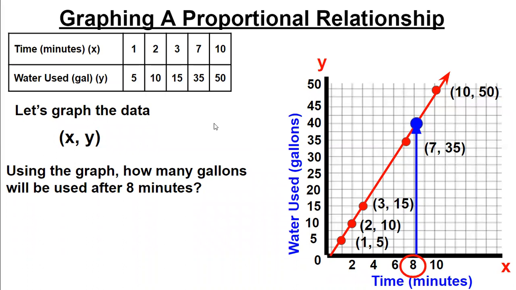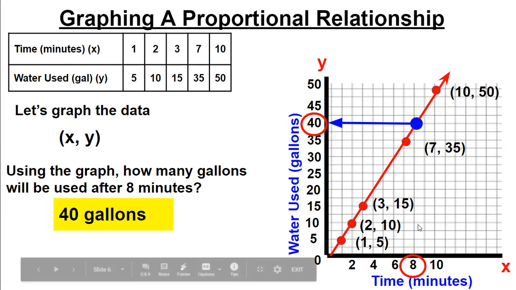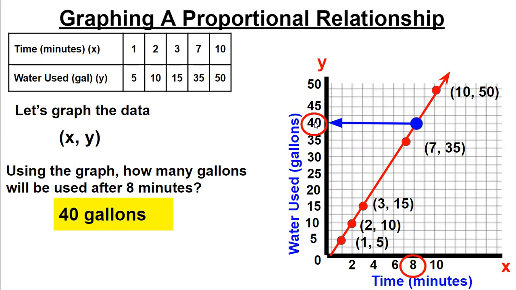So I rise at the 8, I hit the graph right here, and then I go over to see where I landed. So what's the y value at this point? Well, it's 40. That means that I have used 40 gallons after 8 minutes of time. So it's really easy when you do that. If you have the graph, you just find the number you're looking for, rise until you hit the graph, and then go on over to see what the y value is.